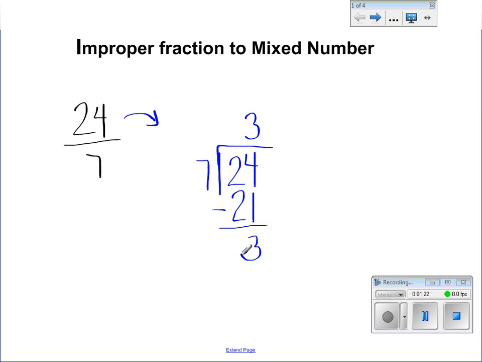Well, in this case, all of these pieces have a job. So this top number becomes your whole number, and this bottom number becomes your numerator, and the number outside the house is your denominator. So 24/7 is equivalent to 3 wholes with 3/7 left over. You should recall that from the notes that we took on Monday.